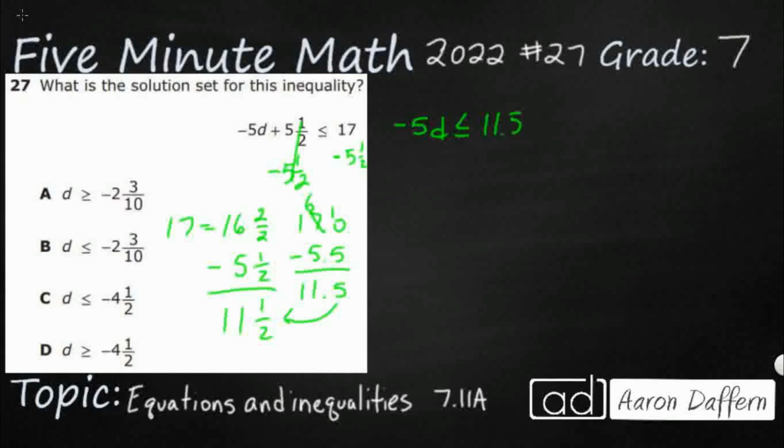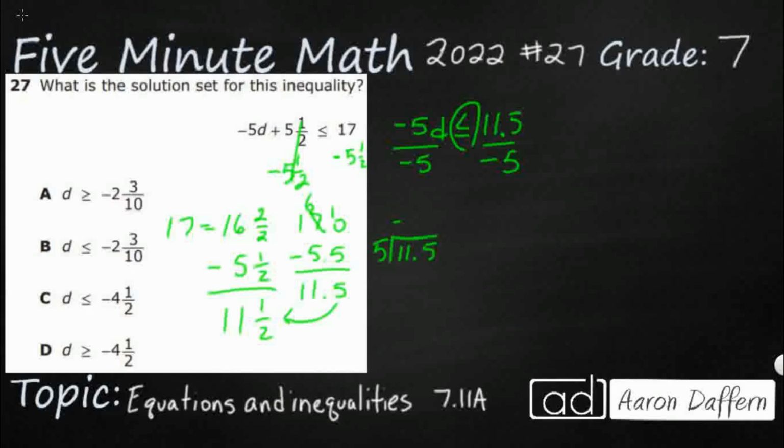Okay, so now we need to divide both sides by negative 5. And in case you're wondering, yes, we are going to flip this inequality because we are dividing or multiplying by a negative number. So I'll show you why we need to in just a moment. First, let's just go ahead and do 5 into 11.5. We'll just make the answer negative, okay?